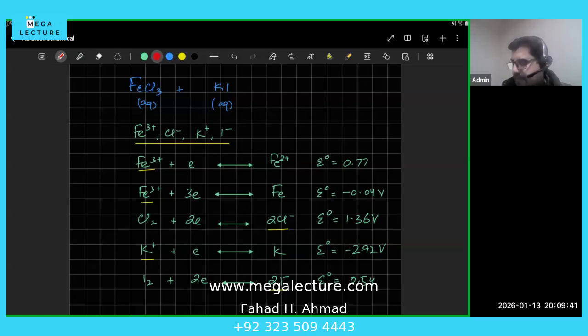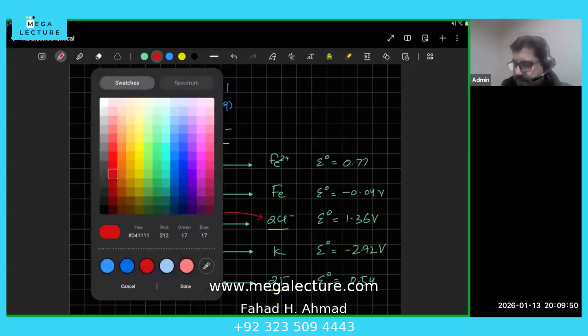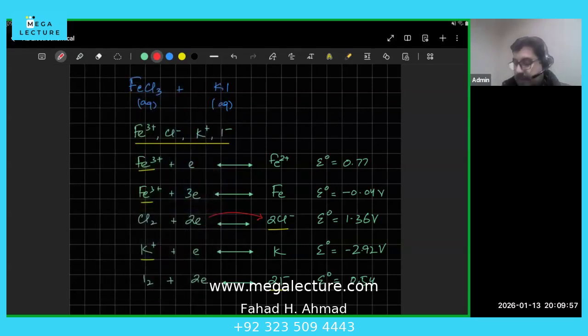Now, out of all of these, the highest potential is 1.36. So this is the one that's going to gain electrons. But the issue is that it will not be able to gain electrons because it is Cl2 that gains electrons, and over here there is no Cl2. I mean, you don't see any Cl2 over here. So which is why this reaction is not applicable. इसको हटा दो.